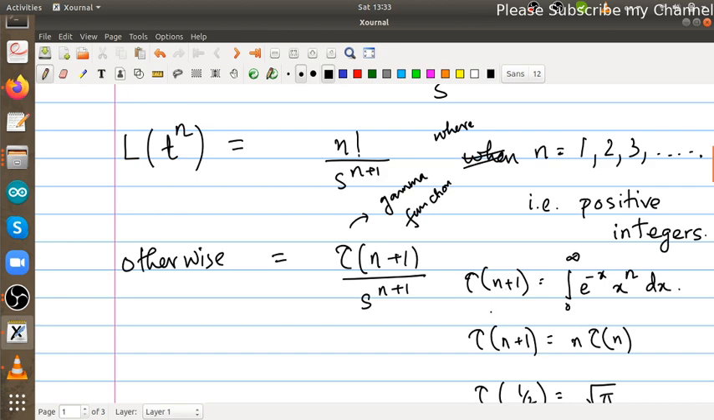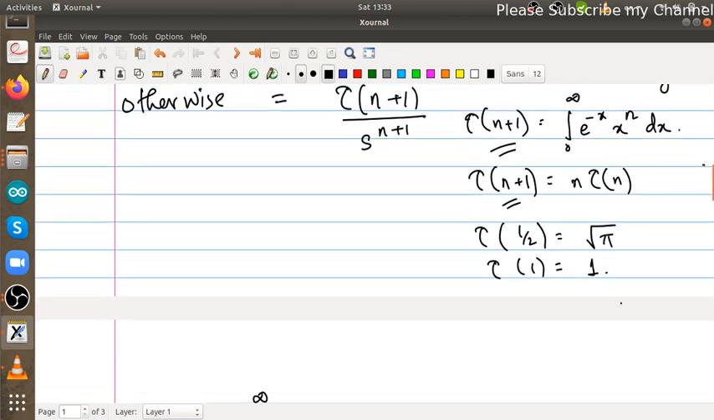Gamma of n plus 1 equal to integral from 0 to infinity e to the power minus x, x to the power n dx. Gamma of n plus 1 equal to n gamma n. Gamma half is equal to root pi. Gamma 1 equal to 1.